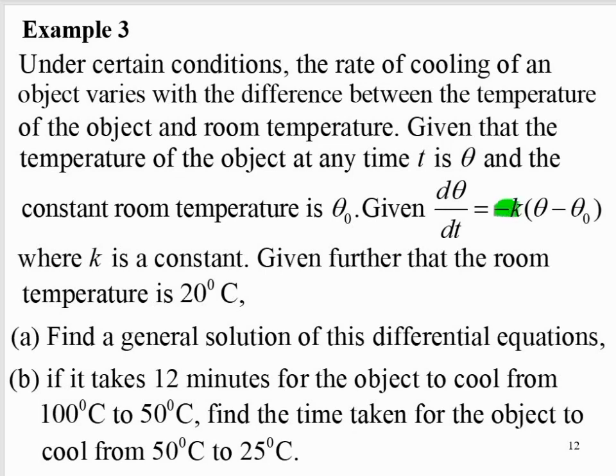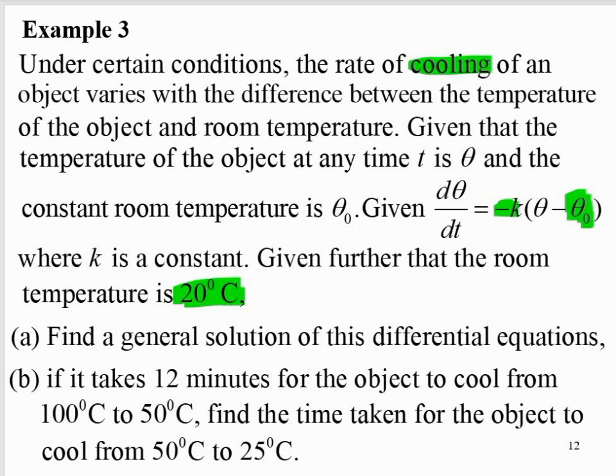We have negative here because this is a cooling problem, so there is a decrease in the temperature. k is a constant. Given further that the room temperature is 20 degrees Celsius, so the 20 degrees Celsius here is the value of theta naught. The first question is to find a general solution of this differential equation. And then for B, if it takes 12 minutes for the object to cool from 100 degrees Celsius to 50 degrees Celsius, find the time taken for the object to cool from 50 degrees Celsius to 25 degrees Celsius.